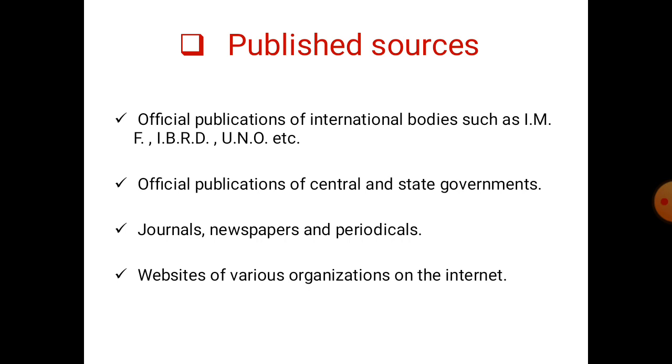See, there are a variety of published sources available for different research topics. The authenticity of the data generated from these sources depends majorly on the writer and publishing company. Some of the published sources are official publications of international bodies such as IMF, IBRD, UNO, etc. Then official publications of central and state governments, journals, newspapers and periodicals, websites of various organizations on the internet. See, all these are published sources of secondary data.